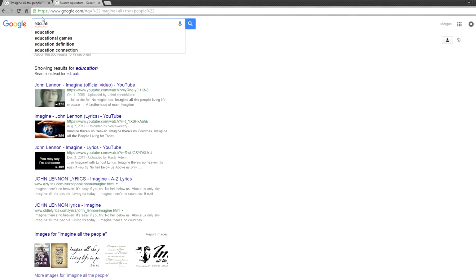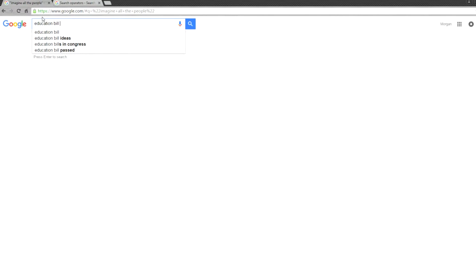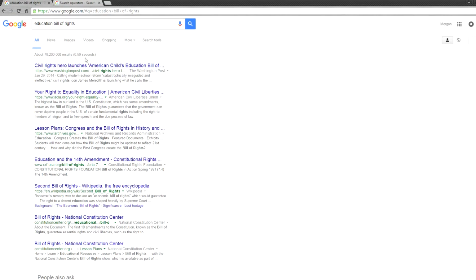Education Bill of Rights. So now we have a whole bunch of stuff thrown in there, and it did find Bill of Rights. It found the whole phrase.